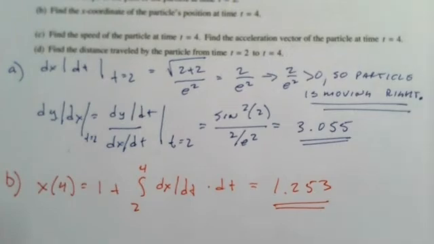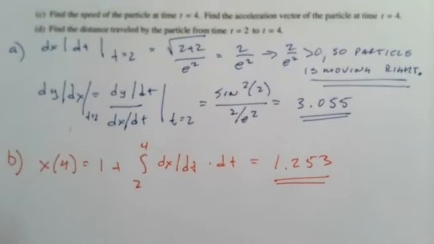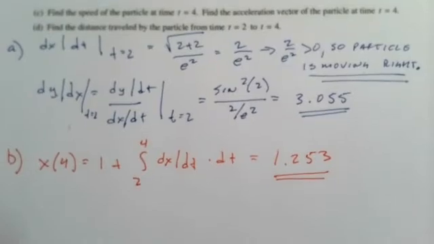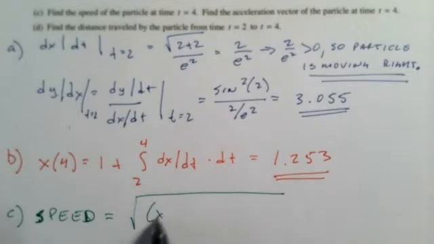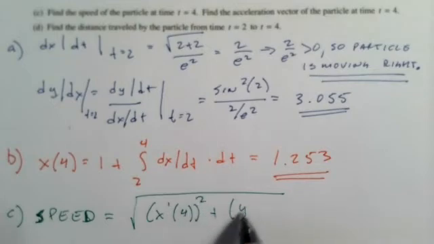Alrighty. Find the speed of the particle at time t equals 4. Find the acceleration vector of the particle at time t equals 4. All right, we can do that. So the speed, which is always positive, it's not the velocity. Feels like integration, but it's not. It's just real simple. Speed at 4 is the square root of x prime of 4 squared plus y prime of 4 squared.